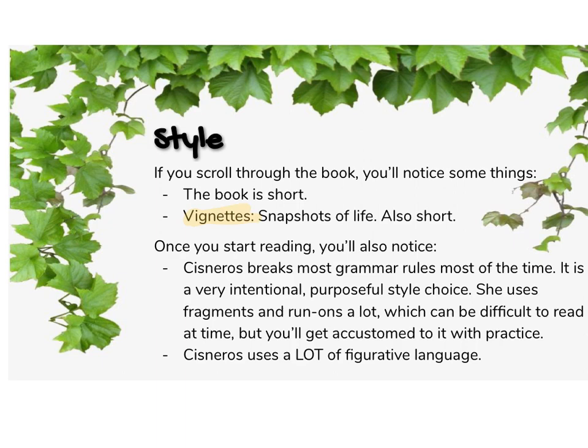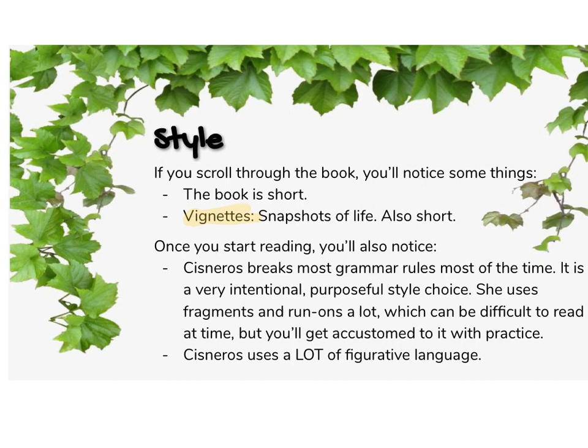Once you start reading, you will also notice a couple of things. First, our author, Sandra Cisneros, she breaks pretty much all of the grammar rules, almost all of the time. She does it on purpose. It's incredibly intentional. It's a very purposeful style choice. The book is written from the perspective of the main character. It's in first person. And the main character is a young girl who is learning things and growing and figuring things out about herself and about life and the way things work. And the style that Cisneros writes in is very similar to what we would expect from someone of this young girl's age and situation.